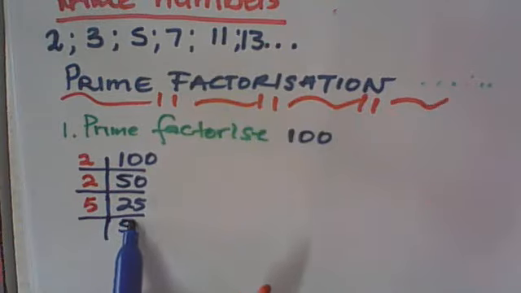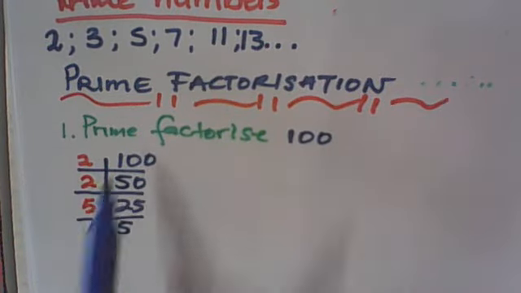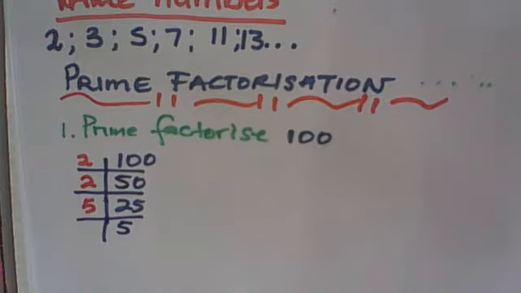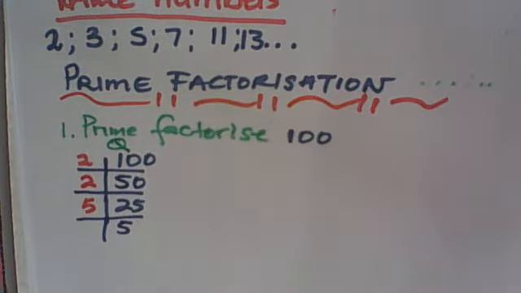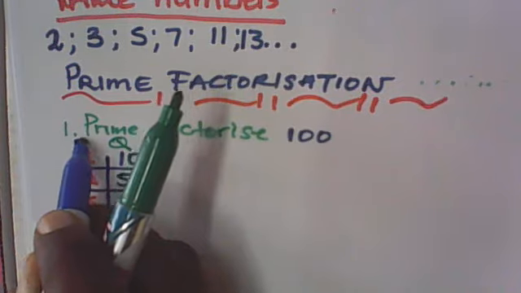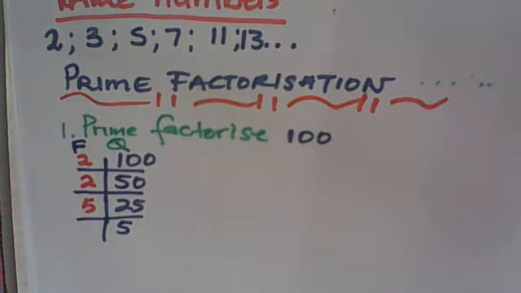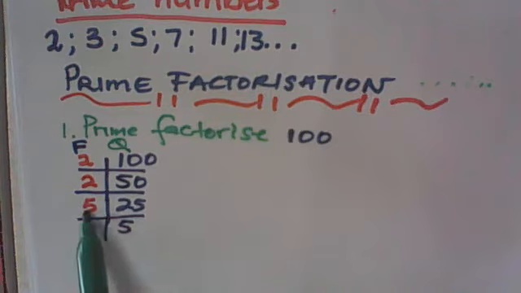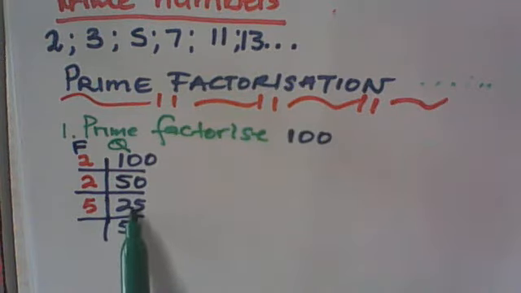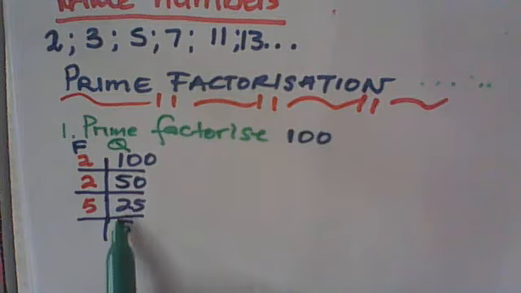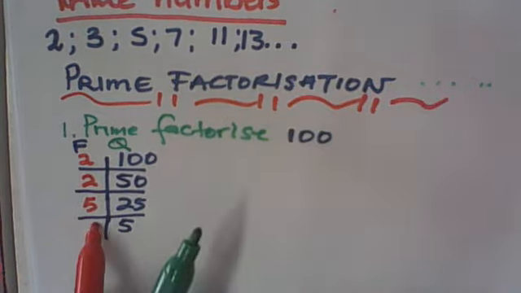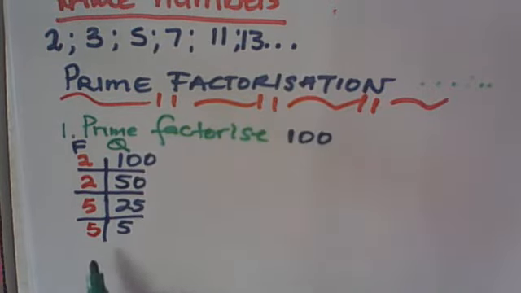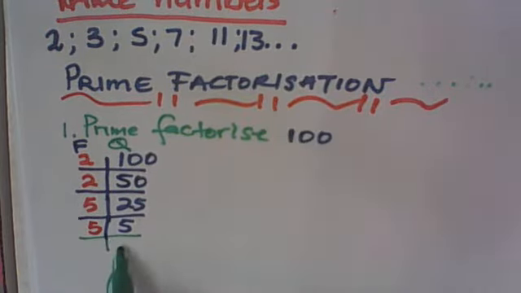That gives you 5. Remember, on this side you will get the quotient, whereas here you get the factors. So this divided by this gives you 5. 5 is the quotient of 25 and 5. So 5 again, put it here, 5, and then 5 divided by 5 gives you 1.